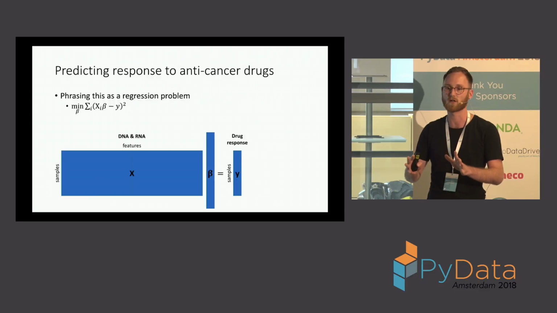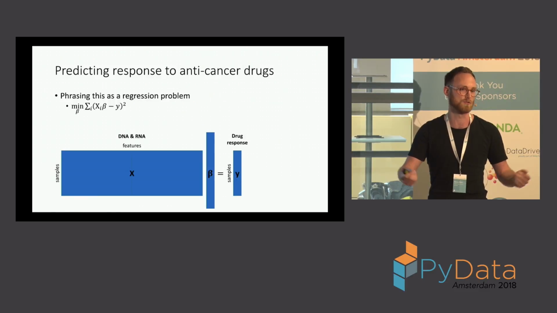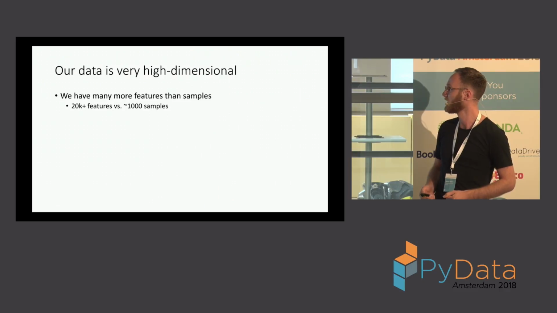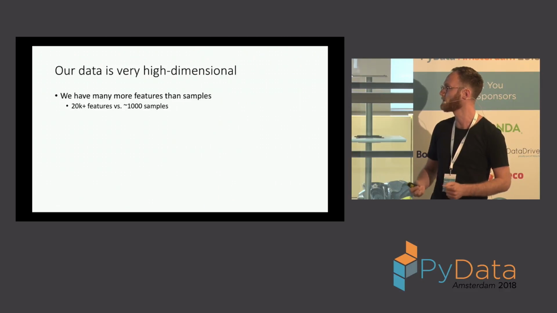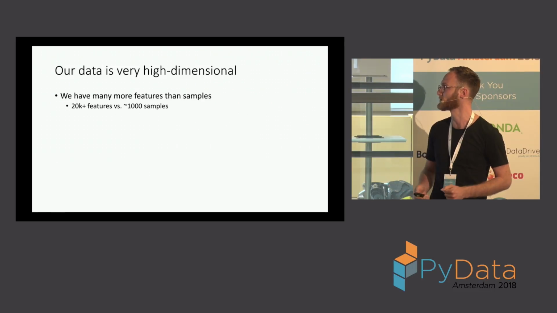From here, I want to focus on a couple of very specific disadvantages, or challenges really, that we have in this kind of data. Number one, for example, is that we typically have way more features than we have samples in these cases. So for the data that I'm going to show here, we have way over 20,000 features versus only about 1,000 samples. So we're working with very high dimensional data.